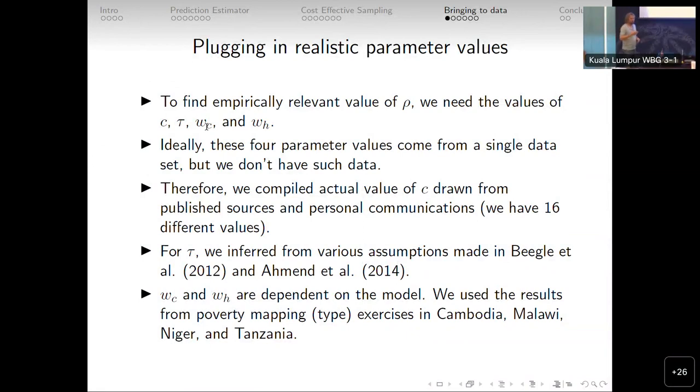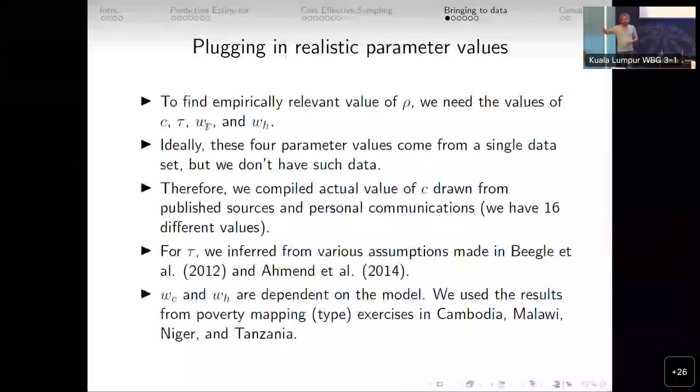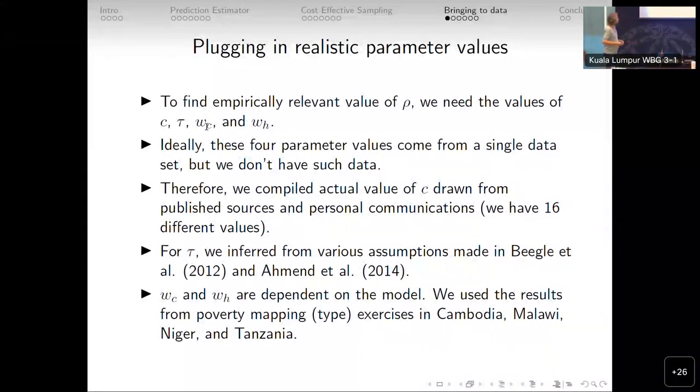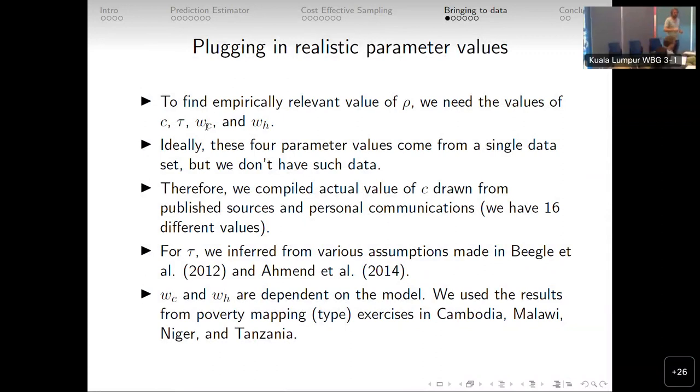So what we did is we collected household survey data for a variety of different countries to calibrate the range of values we empirically observe for both WC and WH. Okay, so we have a range of values for that. C and tau are parameters of the cost function that dictate how much it costs to collect a survey with a given number of clusters and a given number of households per cluster.